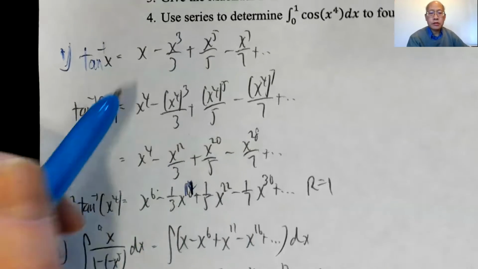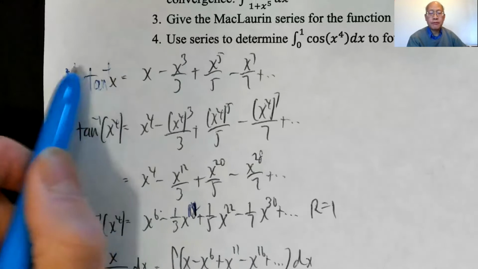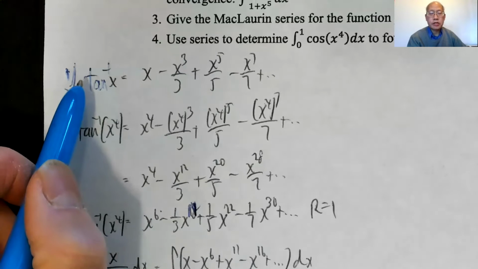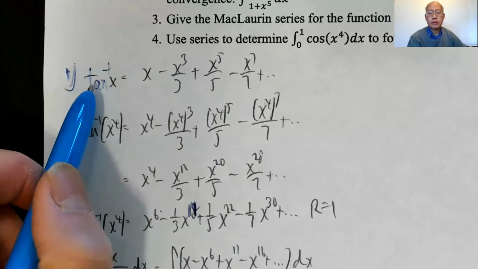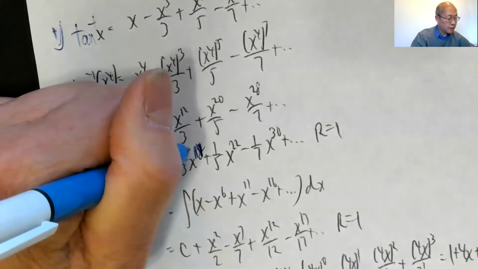Radius of convergence is 1 since the original inverse tangent came from integrating 1 over 1 plus x squared, which is a form of a geometric series where the radius of convergence is 1. Okay, so this should be a 14 here.